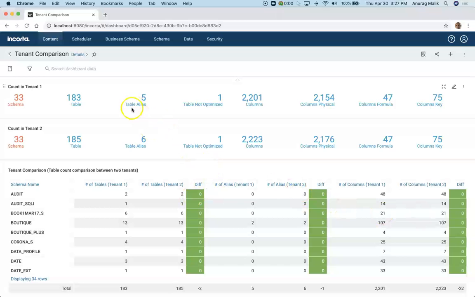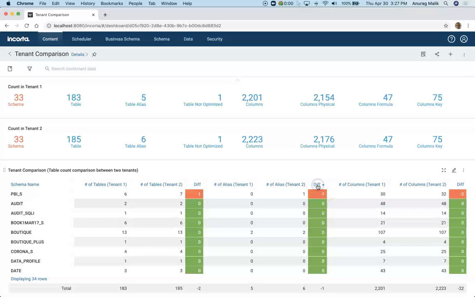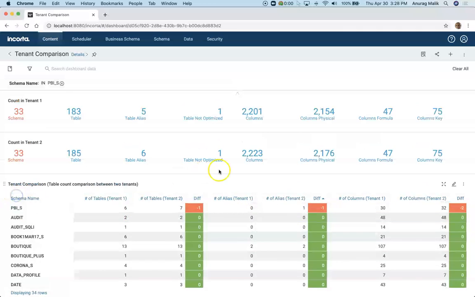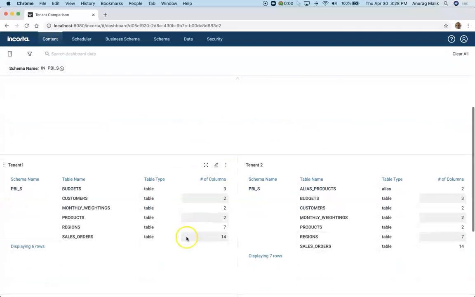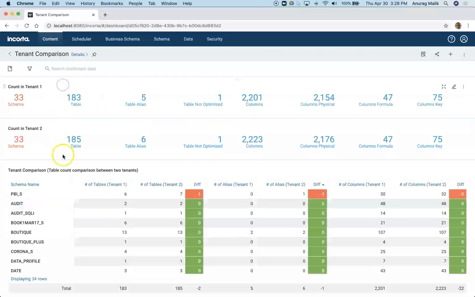For example, I want to see which alias table does not exist in tenant 1. So for alias table, let's sort it by diff. Now I see immediately that in this schema you have a difference, where the number of alias tables in tenant 2 is 1, but here it is 0. So let's click on this schema, and this takes me to another table. I can see for tenant 1, this schema, all these tables and the table type. Right here I see there's one alias table which does not exist in this tenant. So this is how you can find the diff.